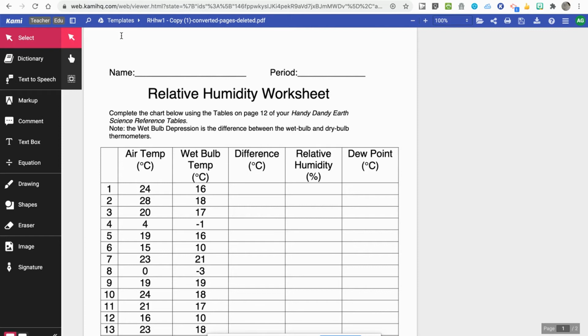So in case you are not in class or don't understand, you can go back and view the video, and then hopefully it will make more sense. All right, so in order to find your relative humidity, there's different things that you're going to be looking at.